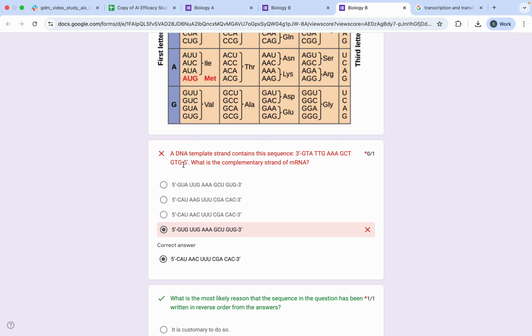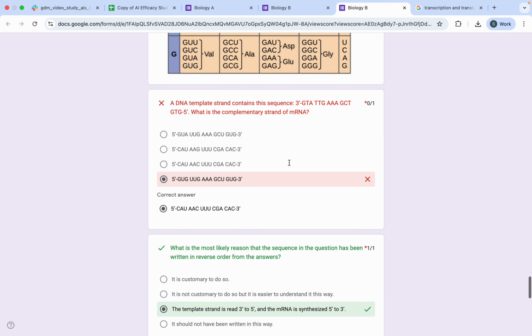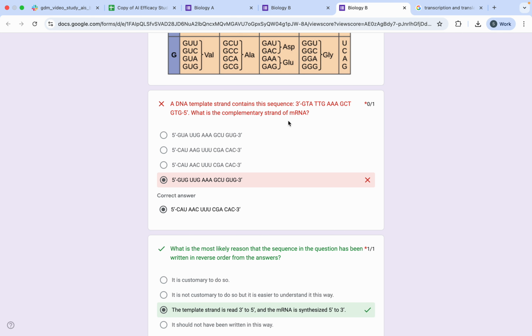So here we can see the next question. The DNA template strand contains this sequence. What is the complementary strand of mRNA? So it is 5 dash CAUAACUUCGA 3 bar. Okay, so option 3 is the correct answer.